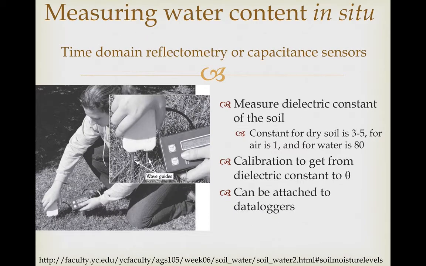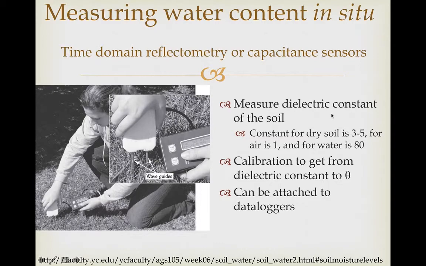Okay, so two of the most common methods for measuring water content in the field are time domain reflectometry, or TDR. That is what is pictured here. And these are considered sort of the number one best way to get good measurements of water content in the soil. A cheaper alternative that uses some of the same principles are what are called capacitance sensors. And the way both of these work slightly differently, but the general concept is that they're measuring the dielectric constant of the soil.